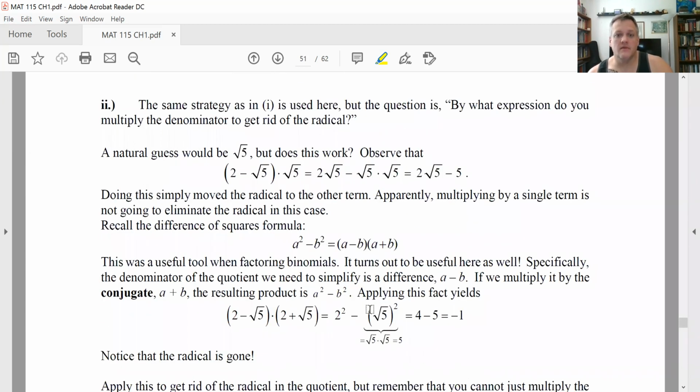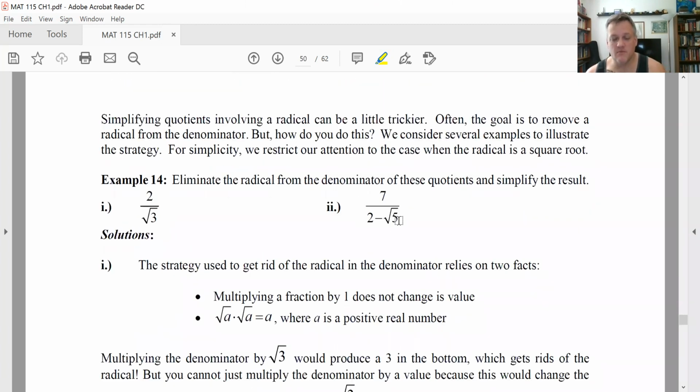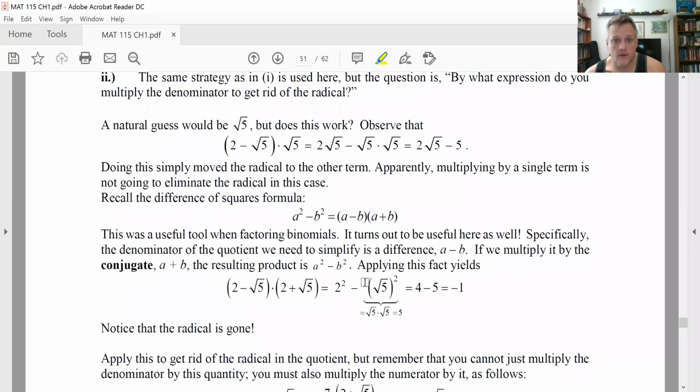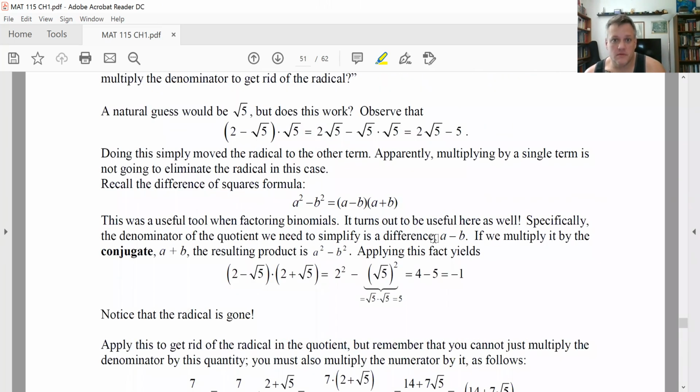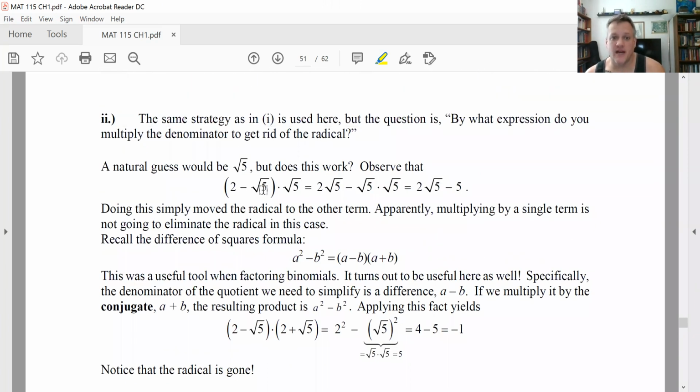All right. The inclination here, the thought would be to simplify this. Let's multiply both top and bottom by the denominator, right? Because that's what we did over here. You multiply by root 3 over root 3. So here, the natural instinct will be to multiply by 2 minus root 5 over 2 minus root 5. The problem is, if you multiply 2 minus root 5 times itself, you're going to get a root 5 that remains.